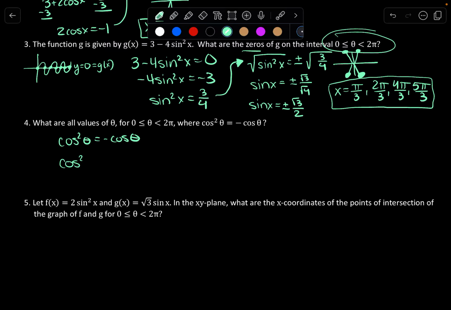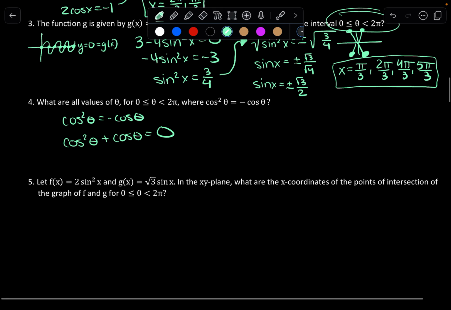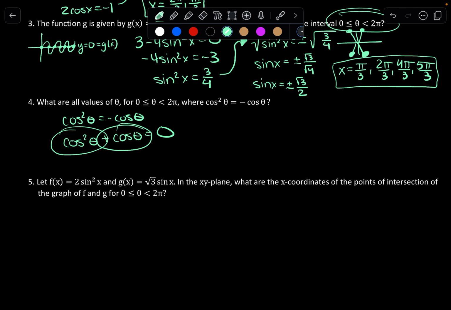Let's try adding. So we'll have cosine squared theta plus cosine theta is equal to 0. Now, if you think back to algebra, we are able to solve algebraically when we are multiplying terms that are set equal to 0. Right now I have cosine squared plus cosine. There's no way to solve these because it's not multiplicative. We can't set these individually equal to 0 in order to solve them.